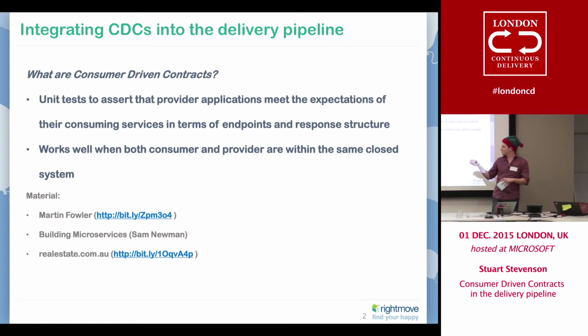Some material we used: Martin Fowler's webpage, great article on consumer-driven contracts there. Sam Newman's Building Microservices book covers that in the testing section. And our Australian counterparts, realestate.com.au, have been doing microservices since 2009. They've been moving over, and they've open sourced a whole framework called Pact. There's a load of tooling around that. And there are some great articles on their GitHub page about the developer interactions and the communication side of things that are involved as well.